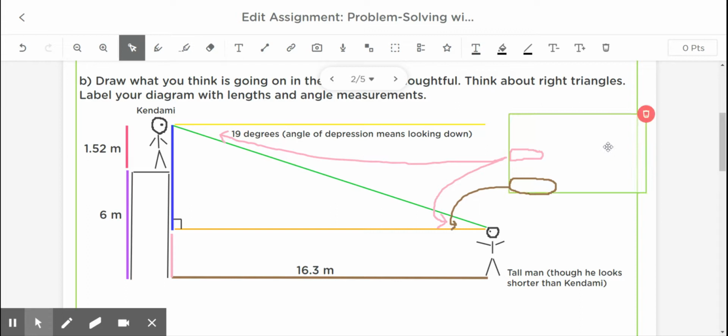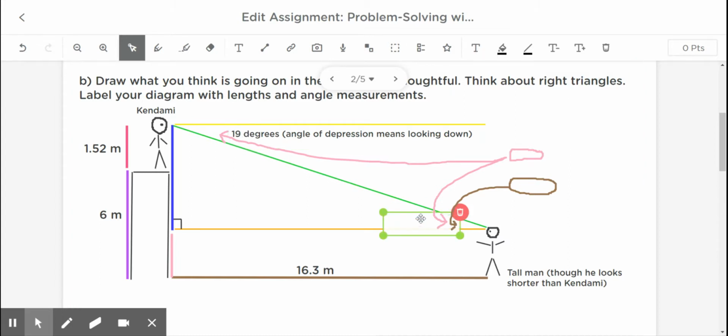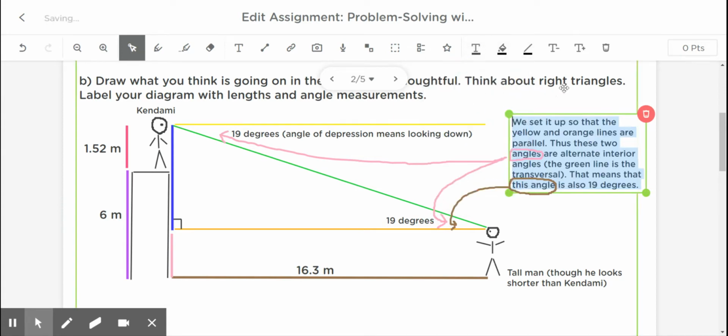Now, if you look at it, you can tell that the yellow and the orange, this line here straight across from Kendami, and this orange line straight across from the top of the man, they're parallel. And this green line is actually a transversal. So if you think about the alternate interior angles, they're going to be congruent. So this is 19 degrees, which means that what's in here is going to be 19 degrees as well. And again, the reason is because the yellow and orange lines are parallel, so those two angles are alternate interior angles, and that means that this is also 19 degrees.